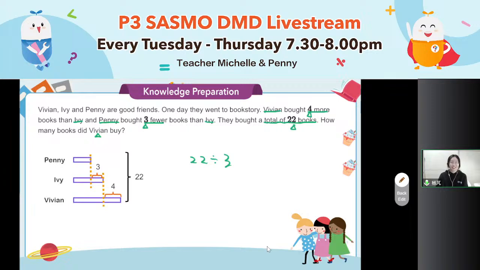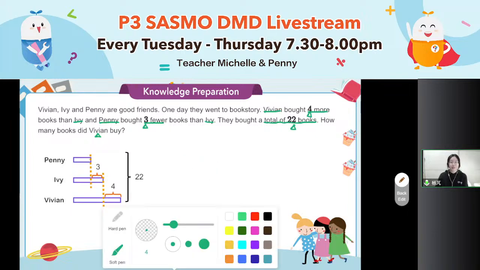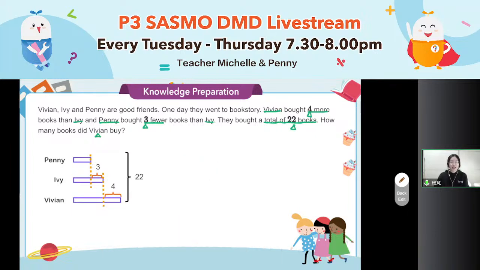I cannot, because there will be a remainder. So if we cannot use 23 divided by 3 because there is a remainder, another important thing is, if they have the same book, we can use divide. Then let's take a look. Penny is shorter, Vivian is longer, so we cannot use divide.